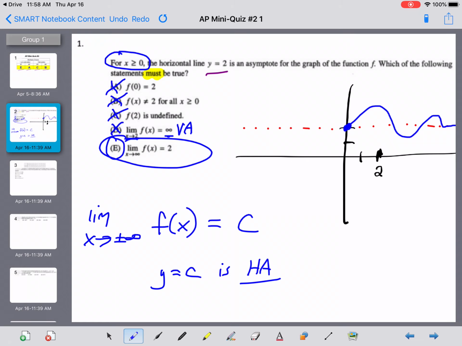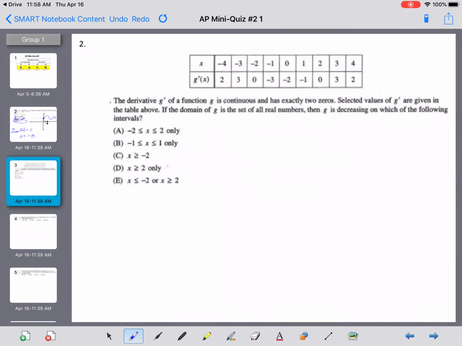All right, let's move on to question number 2 right here. The derivative g prime, I bet that's important right there, not g, but g prime of a function g, is continuous, has exactly 2 zeros. Now that is important because in a lot of problems out there, everybody, you're given zeros within a table, but those aren't necessarily the only spots. But here they tell us that this function, g prime, has exactly 2 zeros.